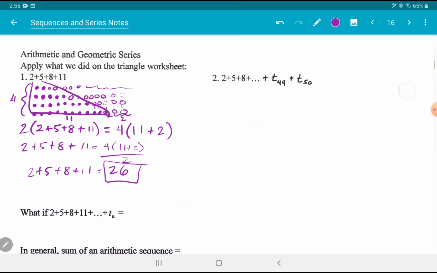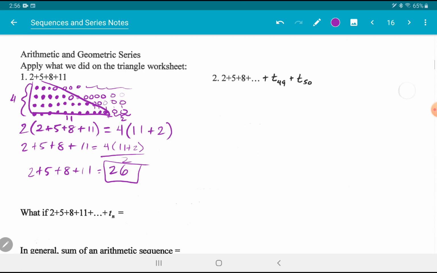Well, you might just be asking yourself, why did I go through such a complicated process just to get to the value of 26? I could just as well have done 2 plus 5 plus 8 plus 11. That's a whole lot easier, right? Well, right now it's easier. But what happens if we end up with more terms? What if I were to ask you that same question with number 2 right here?